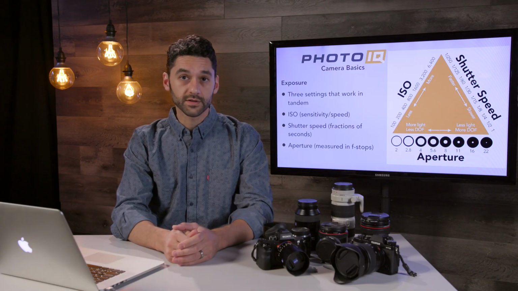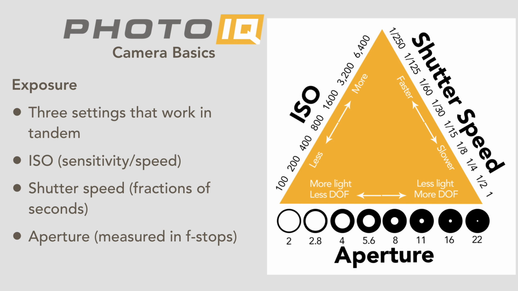The next control on the triangle is at the bottom, and that's the aperture, which is measured in f-stops. That is also referred to as the iris. It is the size of the opening of your lens.